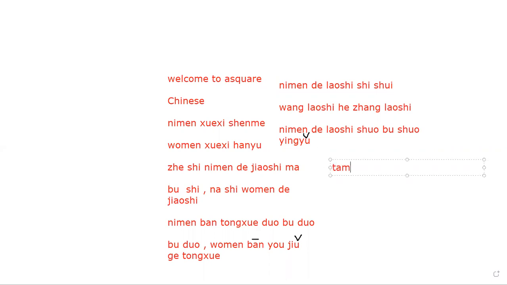You can say, Tamen bu shuo Yingyu. Repeat after me. Yingyu basically means English. Tamen means "they." They don't speak English. Tamen shuo Hanyu, they speak Chinese. Yingyu is English and Hanyu is Chinese. You can say, Tamen bu shuo Yingyu, Tamen shuo Hanyu. Team, you have to repeat after me.